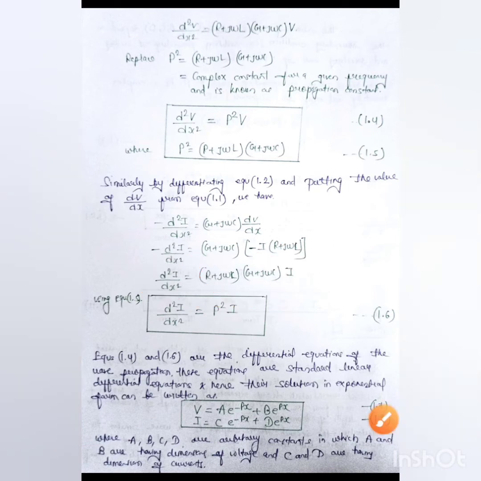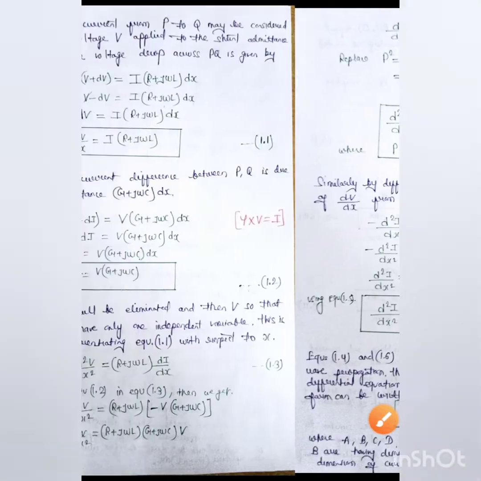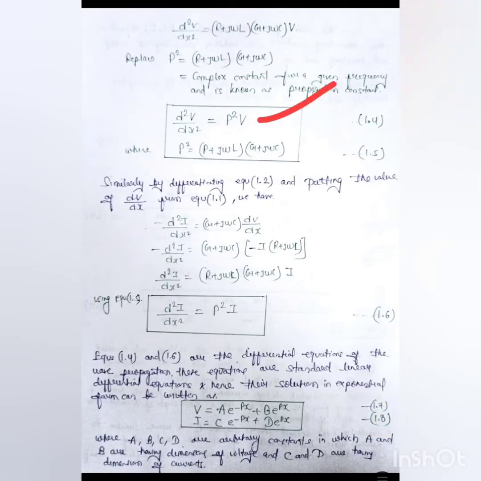These two equations, which are 1.4 and 1.6: d²V/dx² is equal to P² times V. Likewise, d²I/dx² is equal to P² times I. Both of these equations are differential equations of wave propagation, and they are in standard differential equation form. Hence we can easily find out the solution in exponential form.